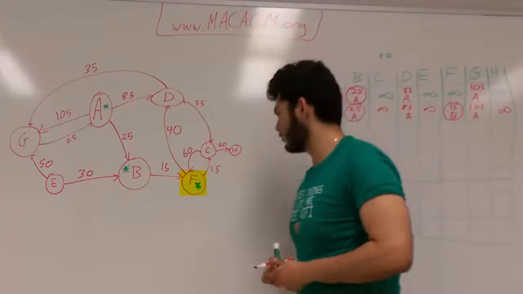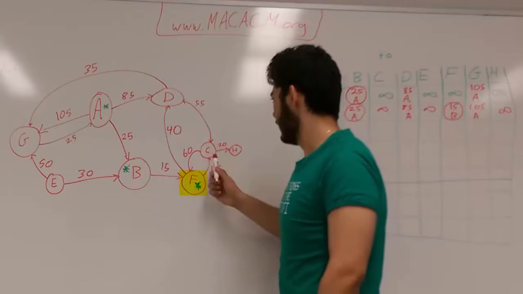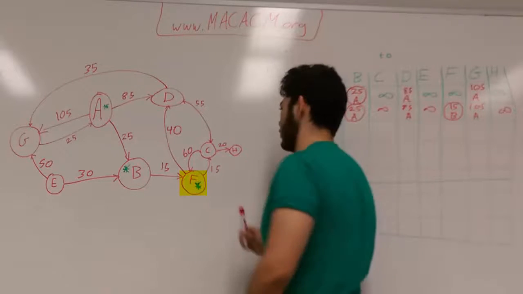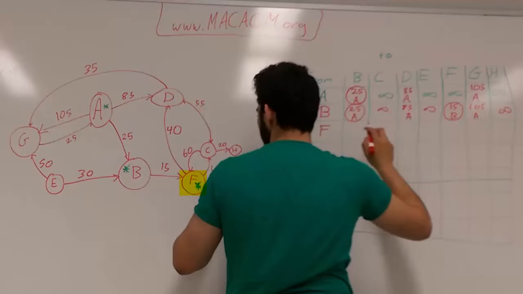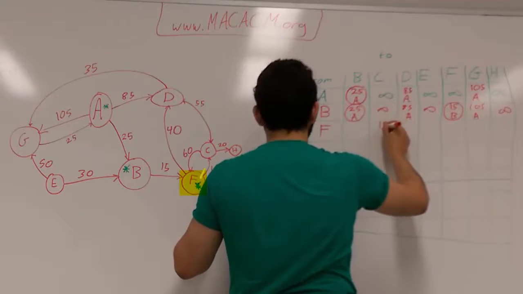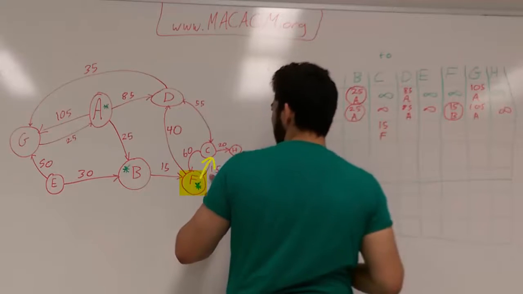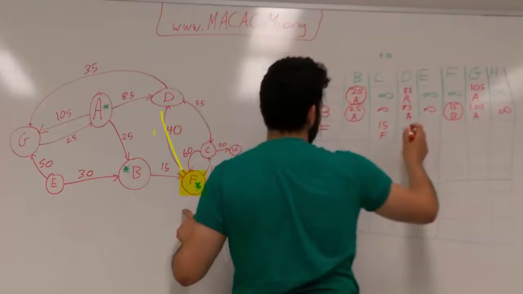The nodes we can visit from F, as you can see, are C and D. Pretty much nothing else. So let's update C and D on our table. We can get to C using 15 points from F, and we can get to D using 40 points from F.